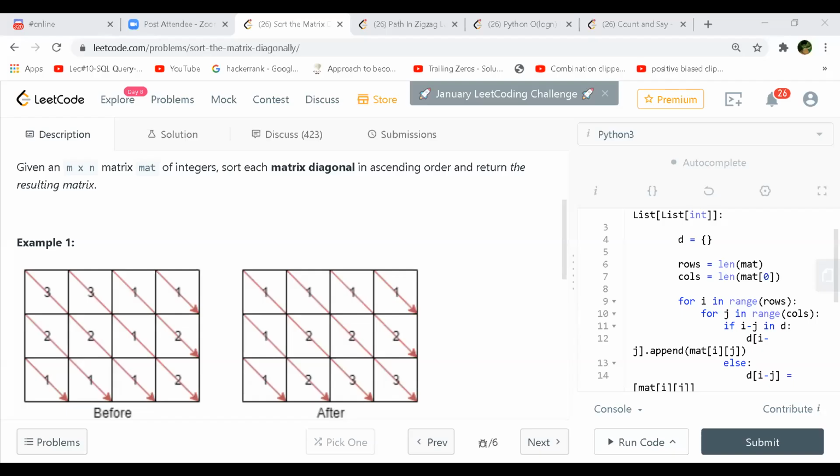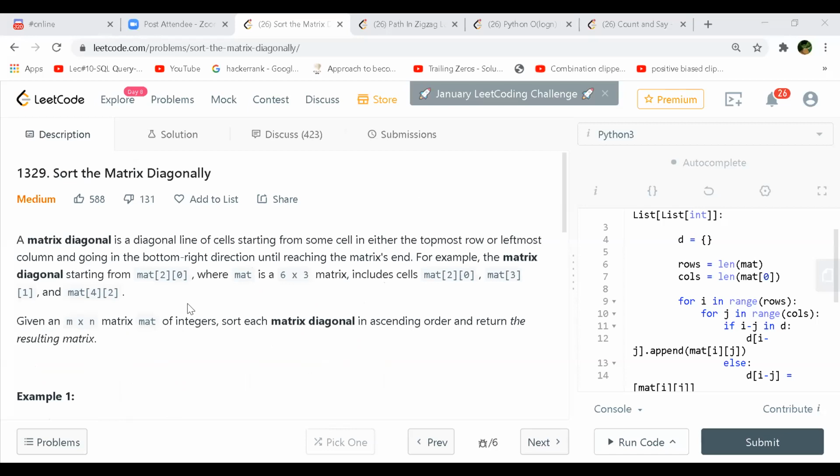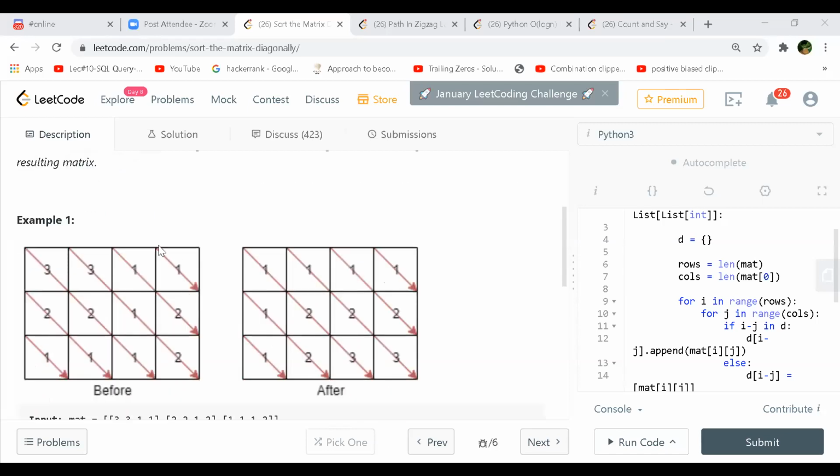So our first problem is that a matrix is given and we have to sort it diagonally. As you can see here, in the top right corner only a single element, 1, is there. After that, 1 2 will be as it is. But 3 1 2 is sorted as 1 2 3, and again 3 2 1 as 1 2 3, 1 2, and 1.